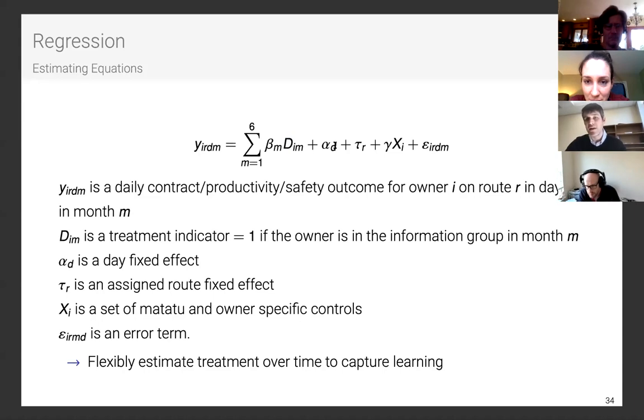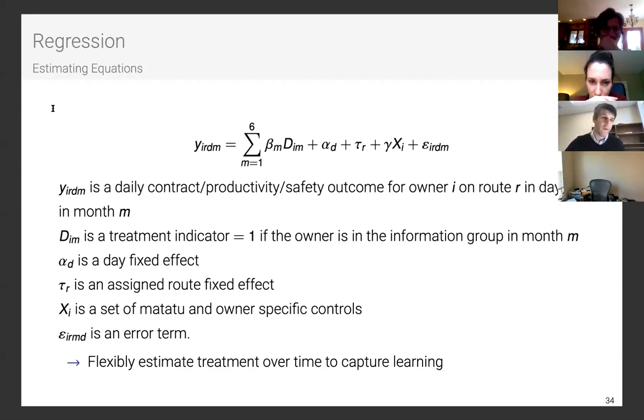We have day fixed effects, we have route fixed effects, and we control for characteristics of the bus that the owners own. All right, Greg, could you clarify how you measure productivity? So the productivity measures are things like profits and revenue. The core things we care about are revenue and profits. There are other things in the paper, like output per hour, more constructed variables. But for right now, I'm just going to show you revenue and profits.